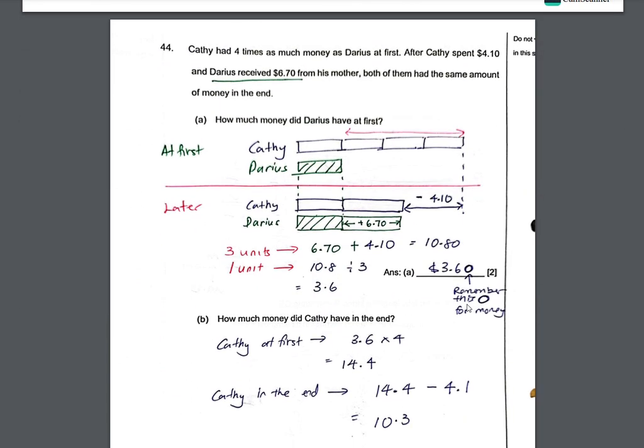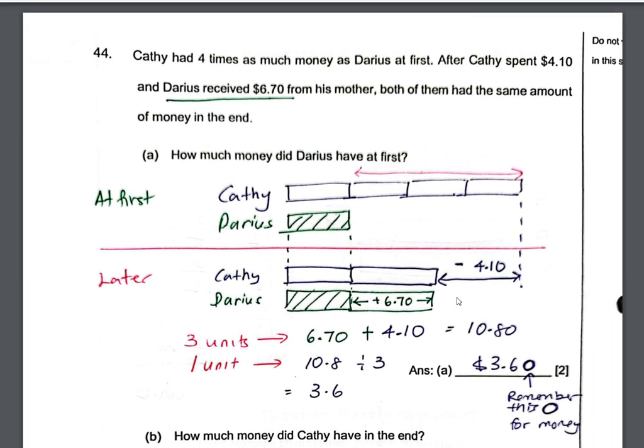Next one, Katie had 4 times as much money as Darius at first. After Katie spent $4.10, Darius received $6.70 from his mother. Let's take a look at the model here. So at first, you see, Katie had 4 times as much money as Darius.